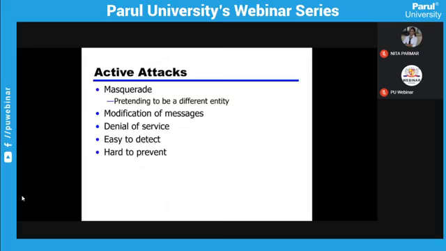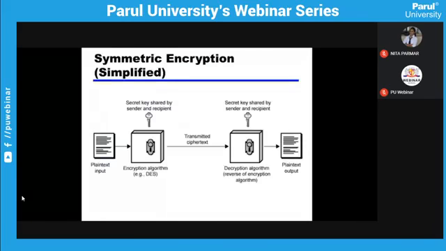This type of active attacks are there, but they are very easy to detect, and we can identify that active attacks are performed on our message, but we cannot easily prevent these active attacks. So it is very important to use strong encryption and decryption algorithm to avoid this type of attacks.